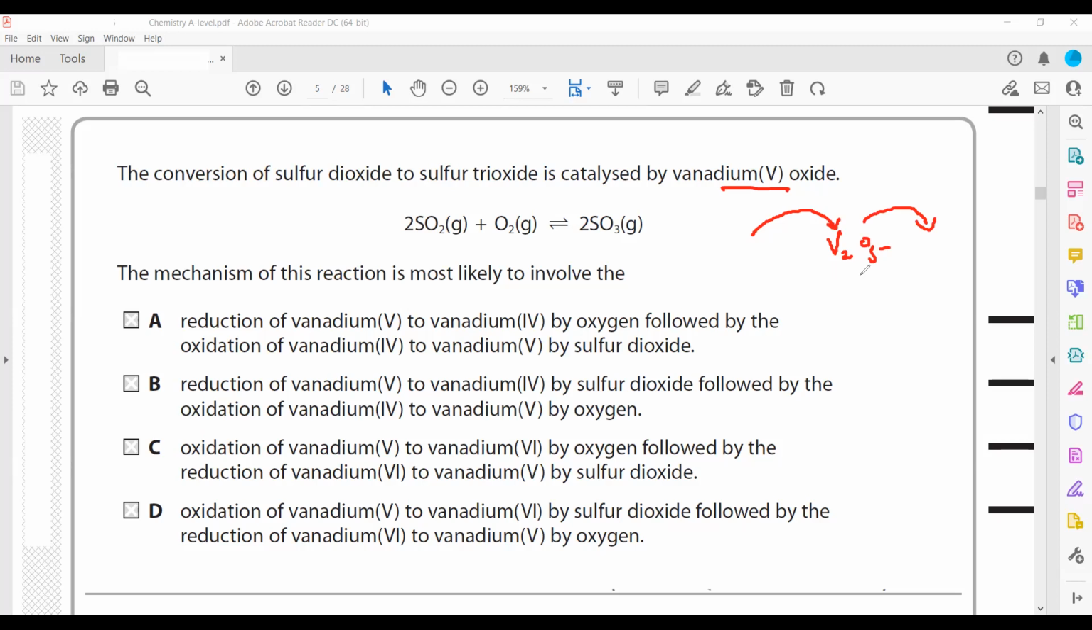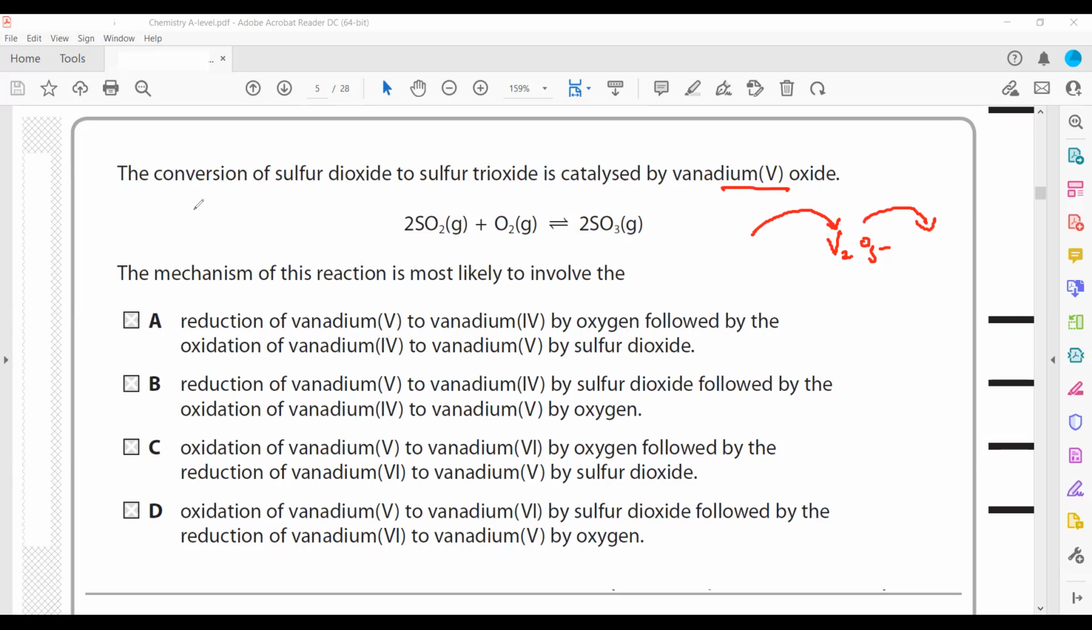Or the opposite can also happen. So we have to identify from which substance it will gain electrons and to which substance it will lose them. The mechanism of this reaction most likely involves reduction of vanadium 5 to vanadium 4 by oxygen, followed by oxidation of vanadium 4 to 5 by sulfur dioxide.